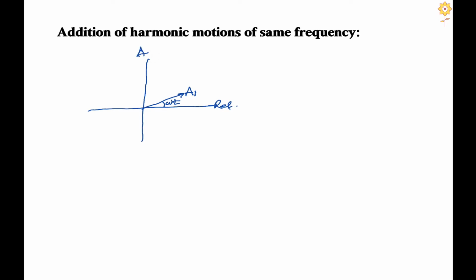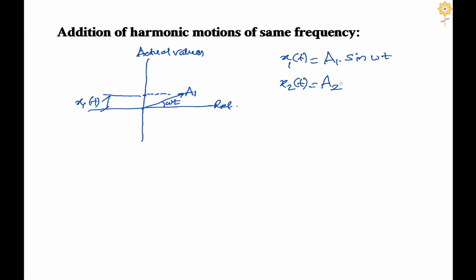These are the actual values of the parameters in y axis. So, I can define x of t or x1 of t for the first motion as A1 sin omega t. So, we are taking the projection of this particle or of this vector along the ordinate. So the distance from here to here will be x1, a function of time, the actual value. Likewise, let us say that x2 is leading the x1 by a phase difference of phi. So it is A2 sine of omega t plus, let us call this difference as phi.